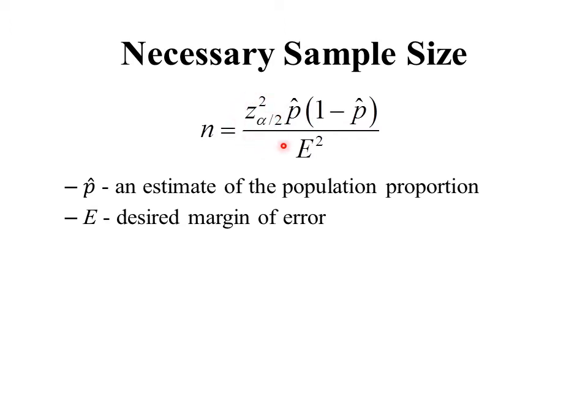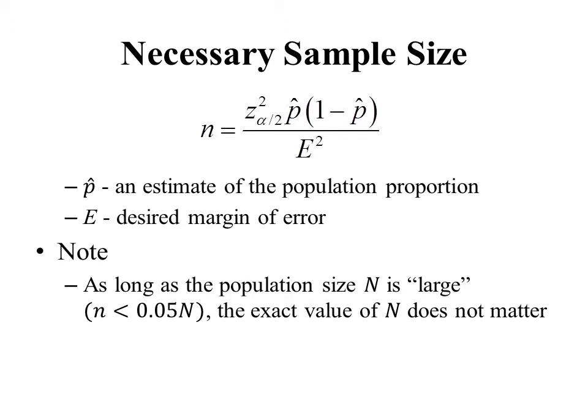Now, z sub alpha over 2 is our critical z value at the desired confidence level. p hat is an estimate of the population proportion. And e is our desired margin of error. One thing we should note about this formula is that the population size doesn't affect anything. In fact, as long as the population size is large, the exact value of the population size does not matter. By large, what we really mean is that the sample size is less than 5% of the population size. If that's a reasonable assumption, then the exact population size just does not matter. The case of a small population size is dealt with in one of the exercises.